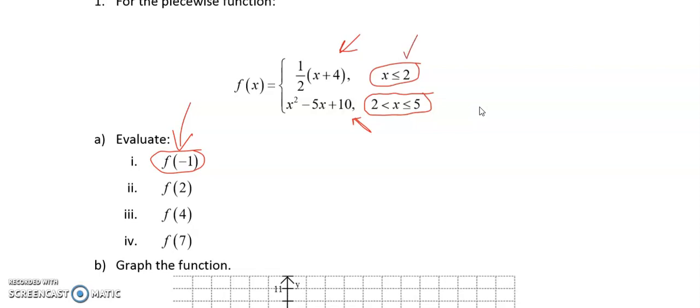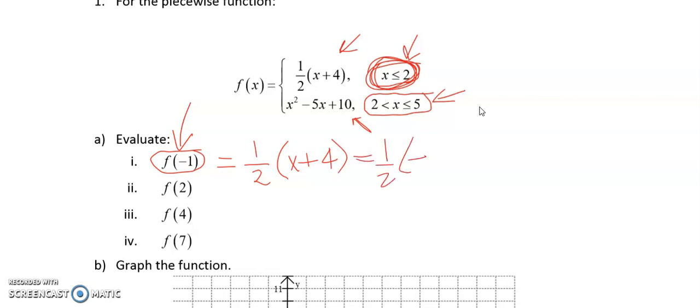Is -1 less than or equal to 2? Or is -1 between 2 and 5? 2 is less than x, which is less than or equal to 5. Well, actually, -1 belongs in the top piece, doesn't it? So when you're evaluating -1, that's where you put it, only in the top piece. That becomes 1/2 times x plus 4. Well, I'm almost out of time, so that's 1/2. I should have put a -1 in there. -1 plus 4, so that's 3/2, I believe. 3/2, I think, is what you get back.